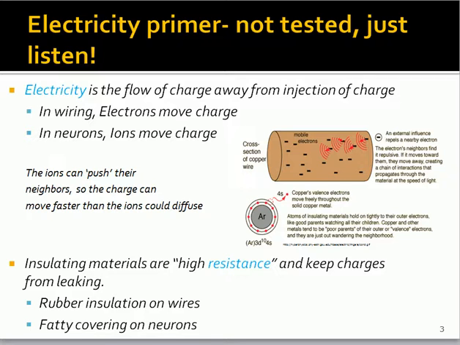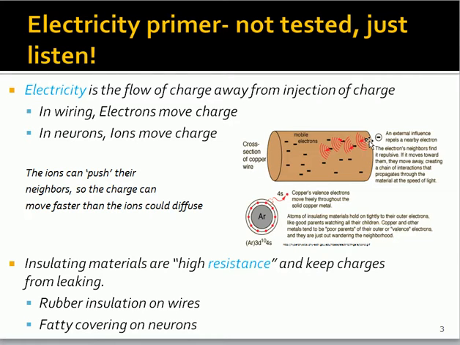Electricity, in its basic form, is the flow of charge. So that means a positive or a negative charge is moving. When we talk about wires, if this was a section of copper wire, we talk about putting a negative charge in on one side and moving that charge to come out on the other side. So in wiring, what we do is we move electrons.